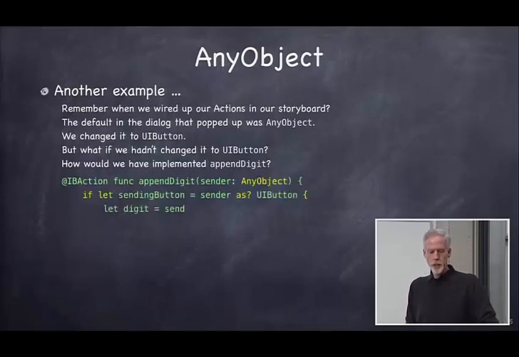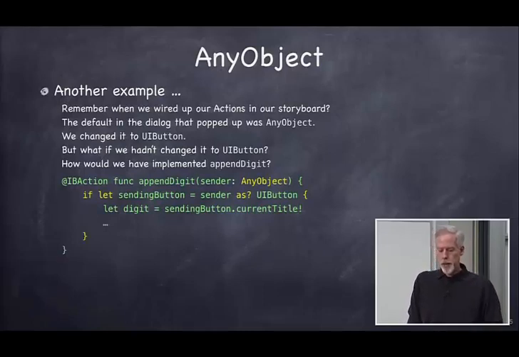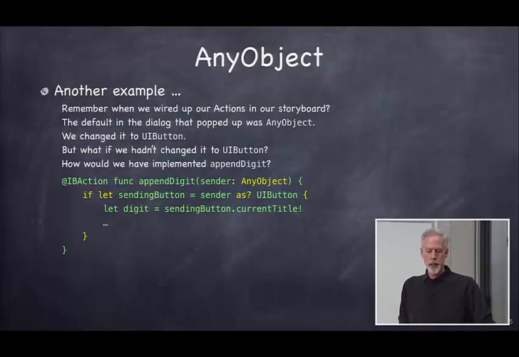Well, we just would have said, if we can let the sending button equal sender as a UI button, then do what we do. Let digit equal sending button dot current title, exclamation point, et cetera. Make sense? But we didn't want to put that extra if let, and I hadn't taught you about as, so that's why I said be sure to put that thing UI button. All right?